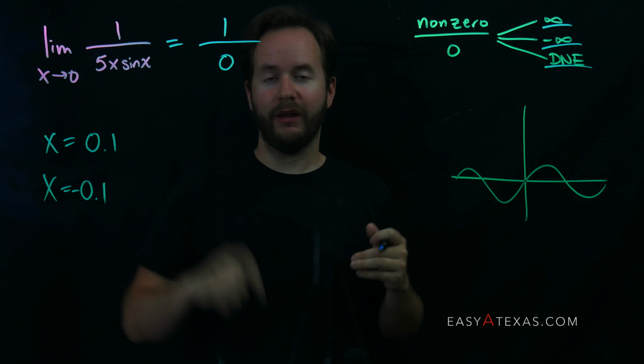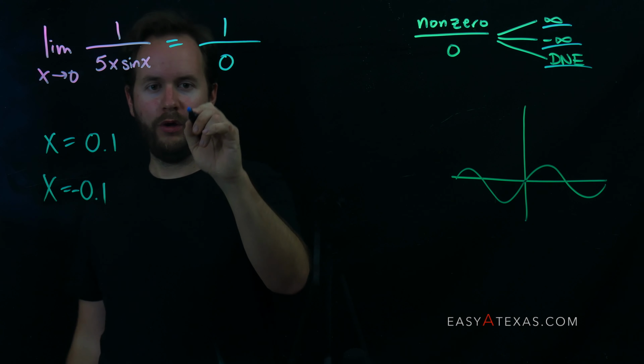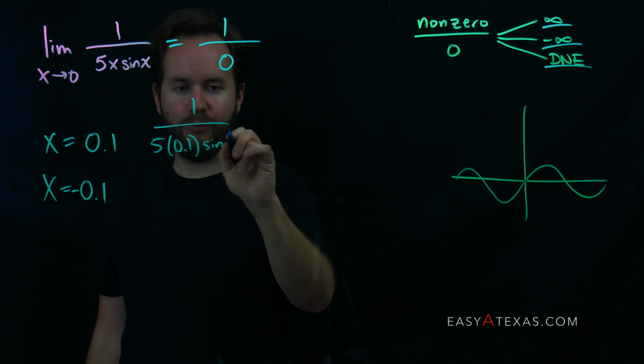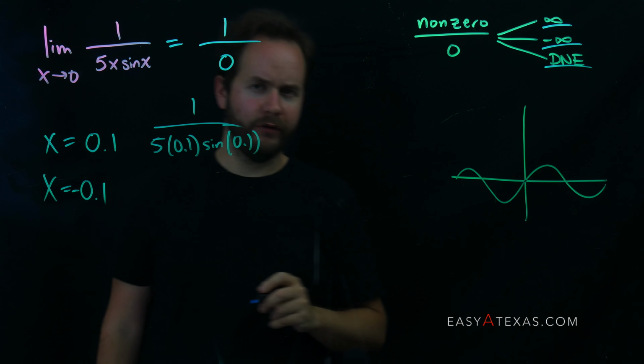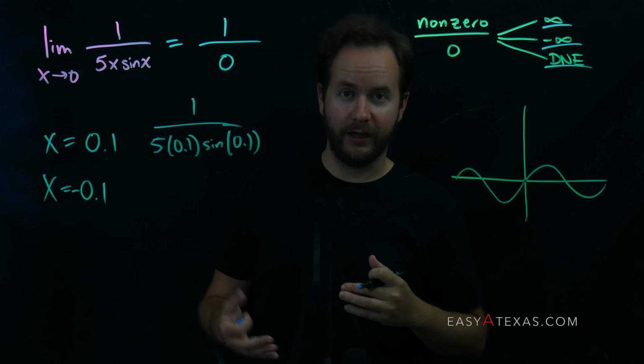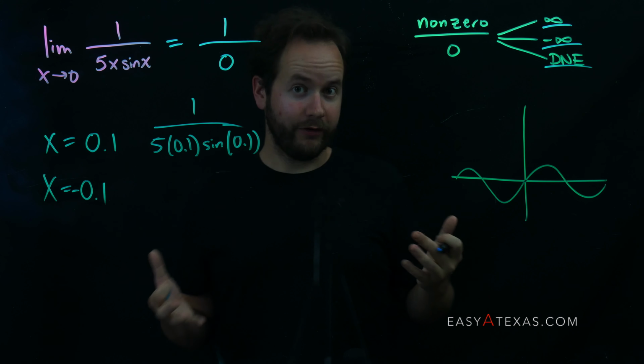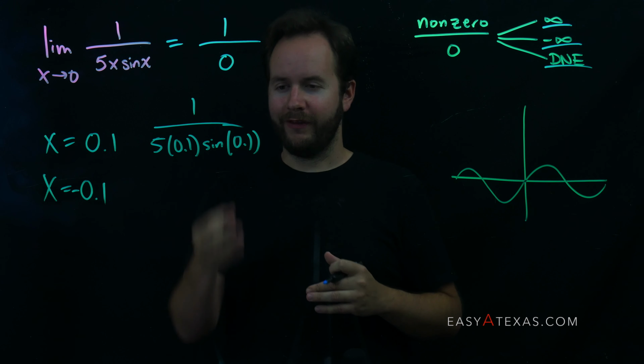So in this case, let's start by plugging in 0.1. If I asked you, what is 1 over 5 times 0.1 times sine of 0.1, you could grab a calculator, sure, and figure out whether that's positive or negative. Make sure you're in radian mode when you do that. But let's say you don't have a calculator at your disposal. How would I figure out the sign is positive or negative?